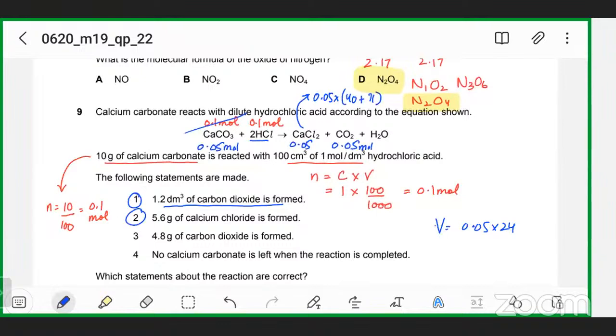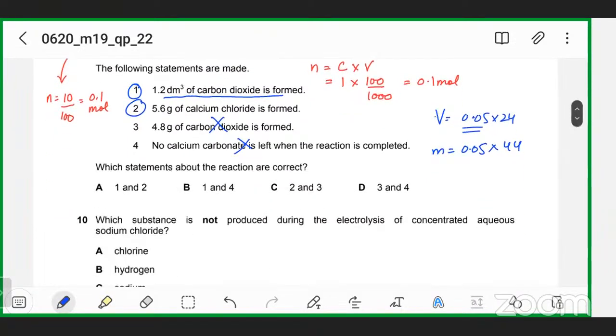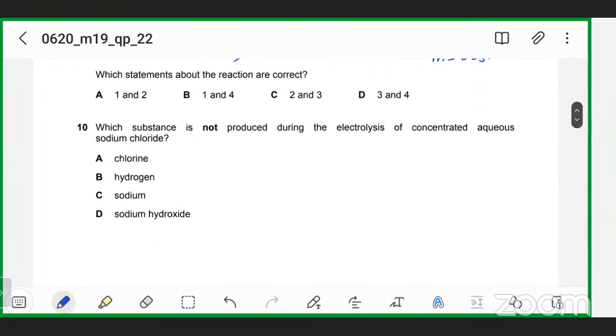4.8 grams of carbon dioxide is formed. Now you knew the moles of carbon dioxide, right? It was 0.05 moles, so you can find the mass as well. 0.05 moles multiplied by the MR of carbon dioxide, which is 44, gives 2.2. So that's wrong. No calcium carbonate is left when the reaction is completed. That's also wrong, because calcium carbonate will be left as only 0.05 moles reacts. Is this clear? The answer to this is 1 and 2.